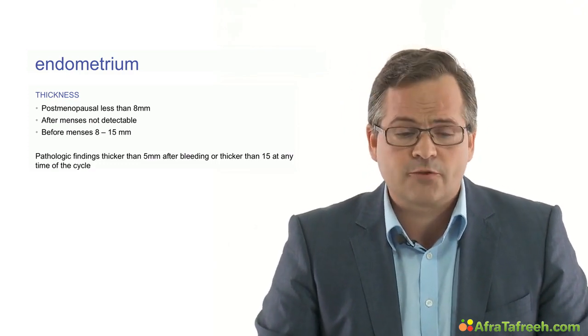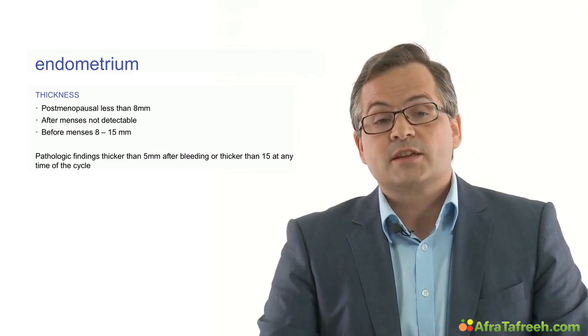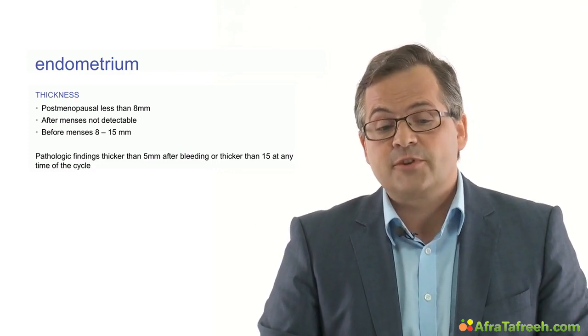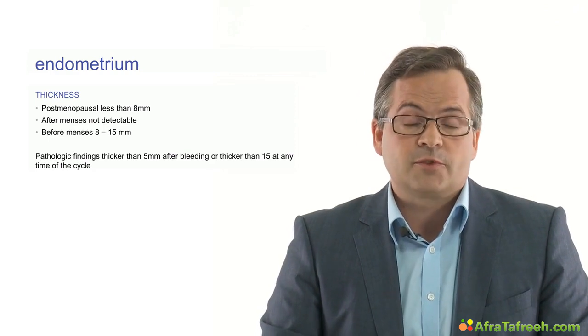We have pathologic findings when the endometrium is thicker than 5 millimeters after menstruation, or if it's thicker than 15 millimeters at any time of the menstruation cycle. Which can be the causes of thickening of the endometrium? Endometrium hyperplasia, polypi, tumors of the endometrium, especially cancer of the endometrium.